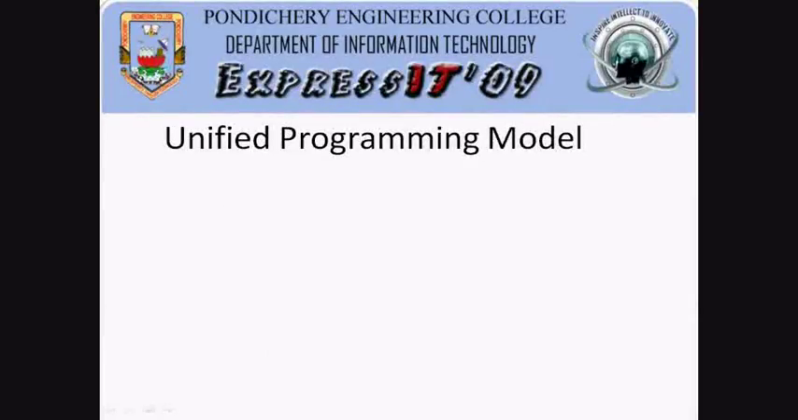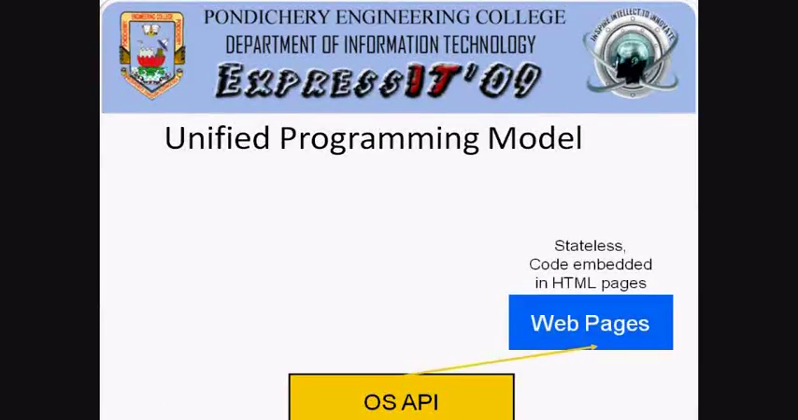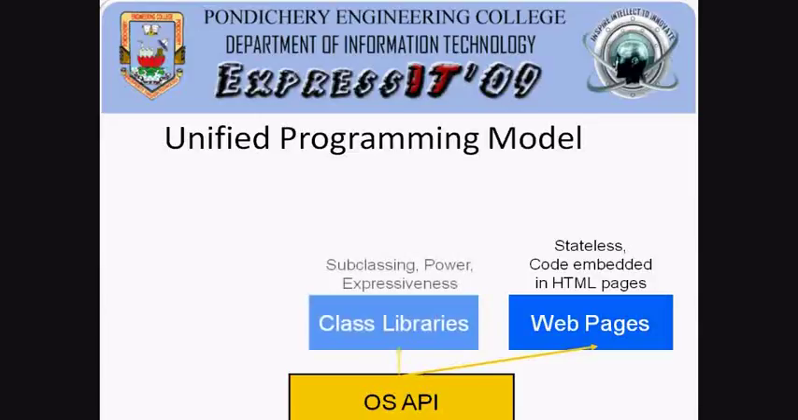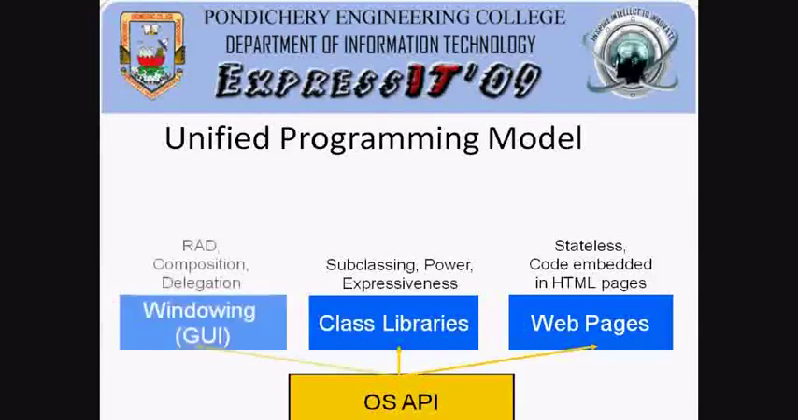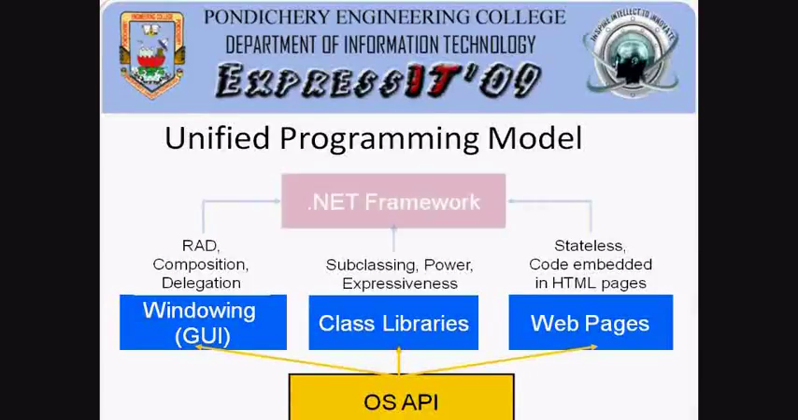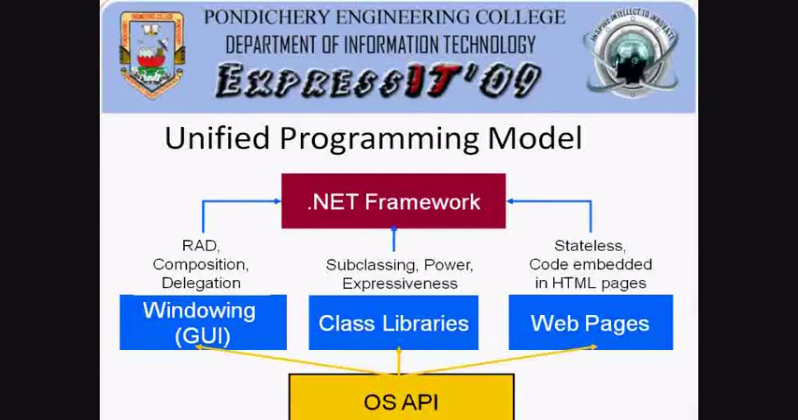Next is unified programming model. We have to understand this concept. First is OS API, operating system. Next, it can create web pages, class libraries, and graphical user interfaces. Using its power, web pages are stateless code embedded in HTML pages. Class libraries usually use subclassing power, and are used for expressiveness, while GUI is used for RAD, composition and delegation. All this combined forms the .NET framework.